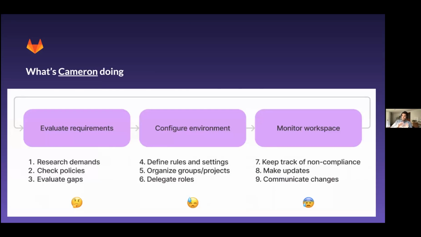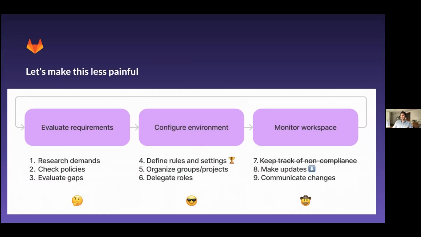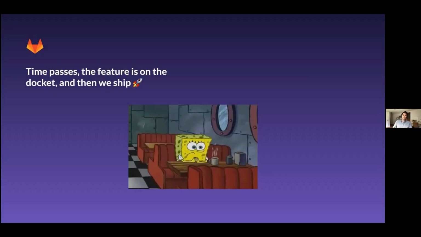To take a quick aside here, what are we trying to do for Cameron, the main persona of my group? Well, we're simply trying to make their workflow a little bit easier and a little bit less monotonous. This can look like removing steps, like taking away the need to track non-compliance. Being able to enforce pipelines is one way that can help reduce compliance effort, or making things a little bit easier by defining these rules and settings in GitLab. All right, so back to the example.